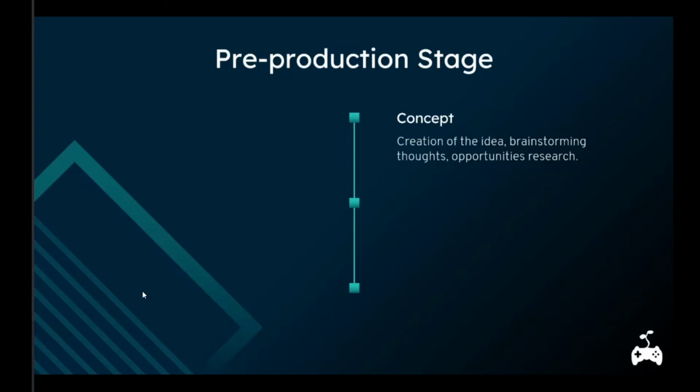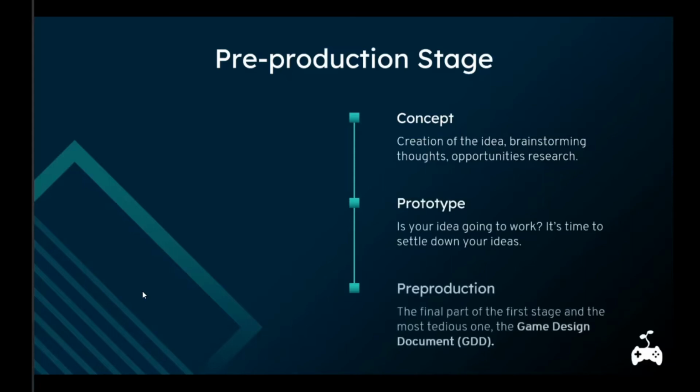The next step is the prototype. Here, you need to see if your idea is going to work. Everything you wrote, you need to start thinking if it will work, connecting the dots, and so on. And the final step of this stage, the true pre-production phase, where you need to put everything you have now into what we call a game design document.